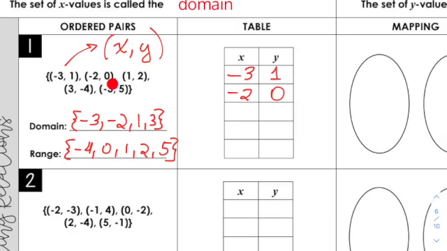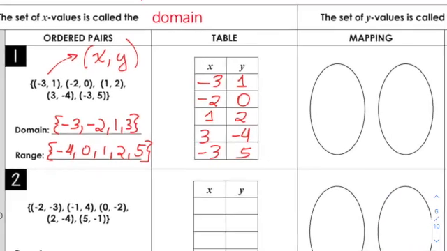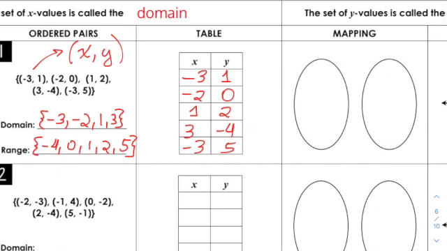If you don't know where I'm getting this from, (-3, 1) over here, (-2, 0) over here, then (1, 2), (3, -4), (-3, 5). This is super simple, just copying it down.